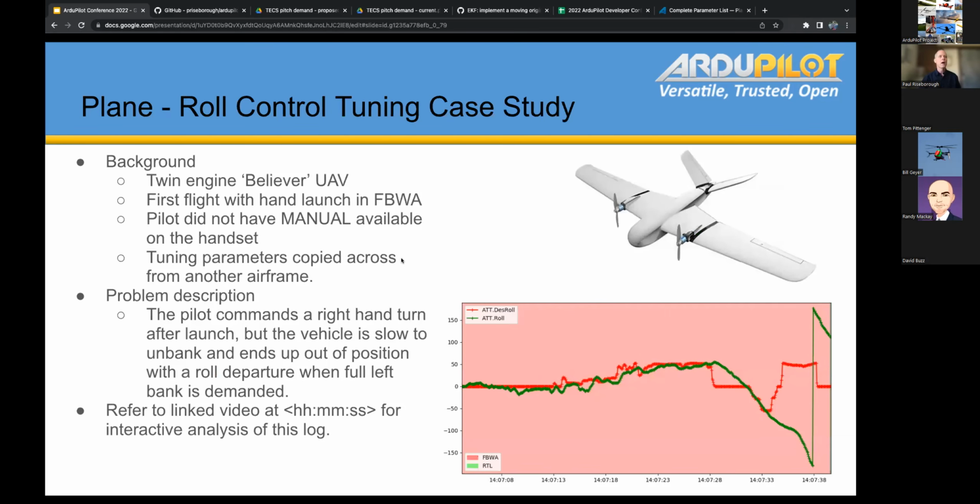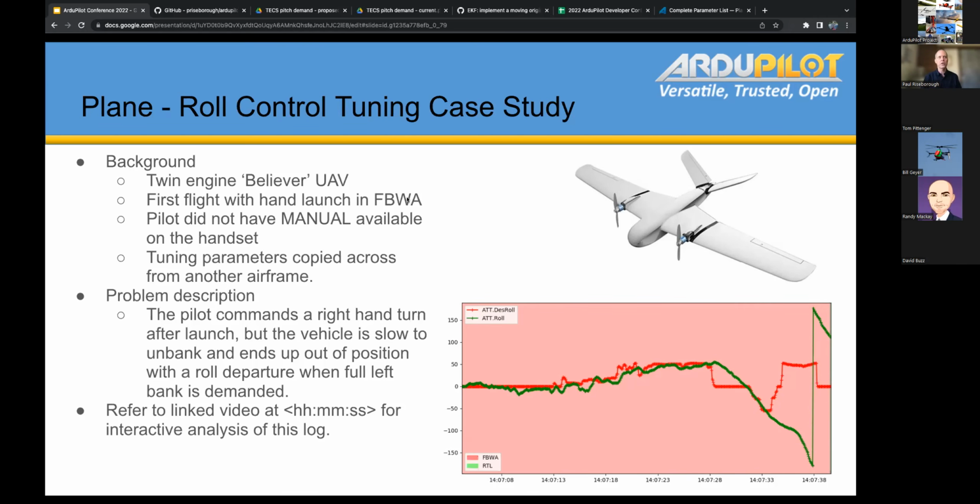Yeah, okay. I'm just going to highlight this particular case quickly, something for people to be aware of. I was sent this log by a former colleague who was setting up the Believer. I think most of you might be familiar with it, it's a nice big fuselage, twin engines, V-tail, and it was set up for first flight. They carried parameters across from a previous airframe. Didn't go very well on the first flight.